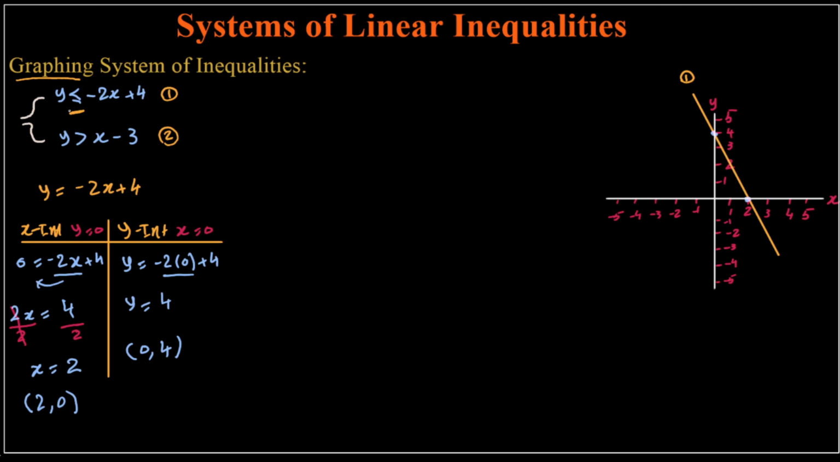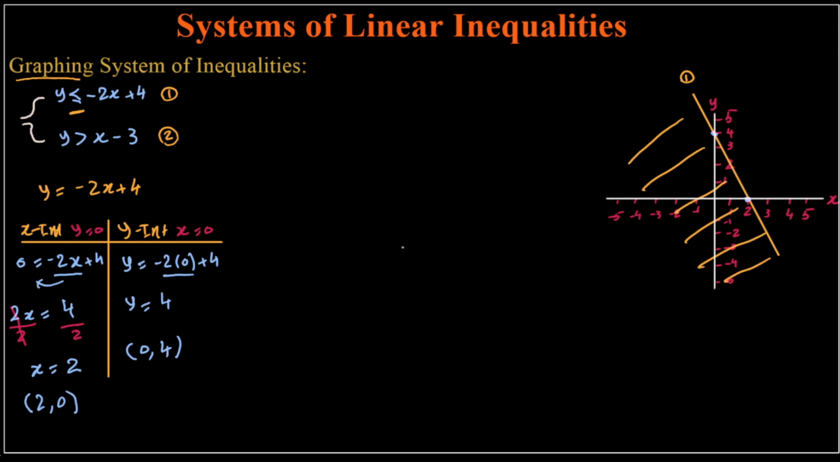Let's find out. We have two ways to find the solution part. The first way is, here we have y less than. If y is less than a number, it means it's negative. It means it is smaller, so it goes for the negative parts of y. We can say that this is our solution part for the first inequality.